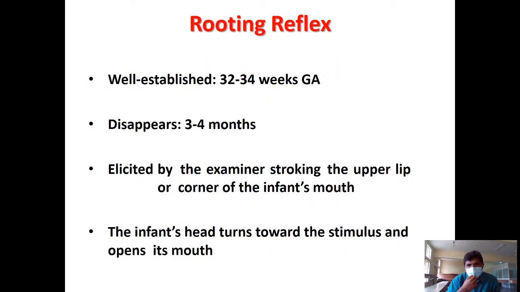Then the other important reflex is the rooting reflex. It gets well established at 30 to 32 weeks of gestation and disappears by 3 to 4 months of life, and is elicited by stroking the upper lip or the corner of the infant's mouth. So what is the response you see? The stimulus is stroking the upper lip or corner of the infant's mouth. The response you see is that the infant turns towards that stimulus and opens its mouth. Basically the infant is responding as if searching for the breast. So this is how it is seen.